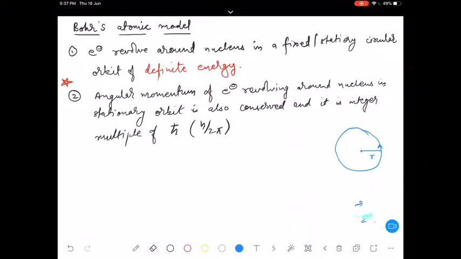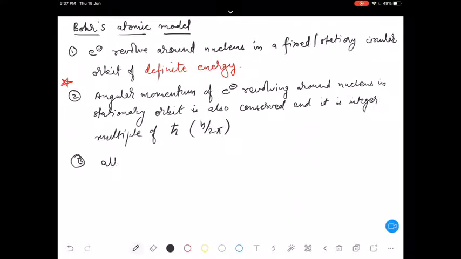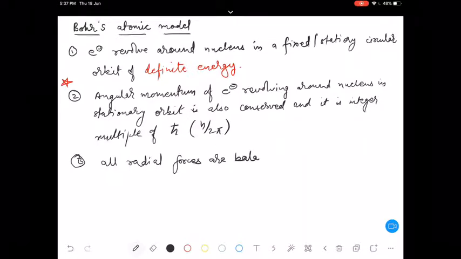So if this electron is revolving around the nucleus in a stationary orbit, which means all radial forces are balanced. All radial forces are balanced. Any confusion, any doubt?